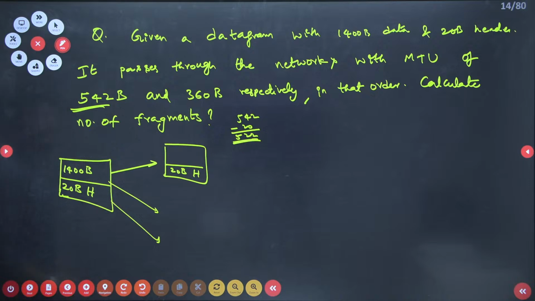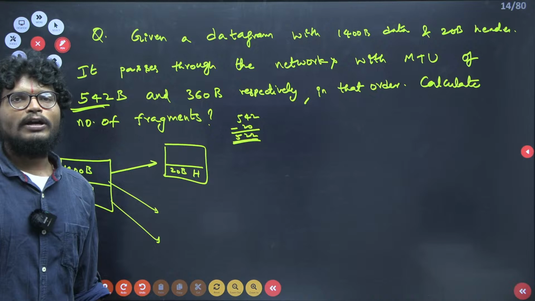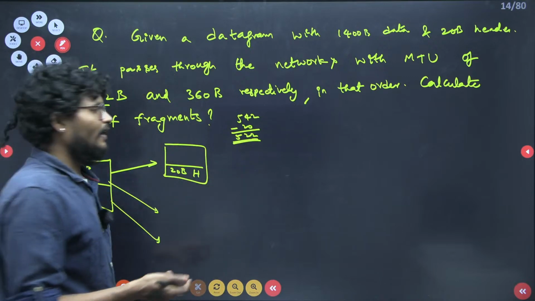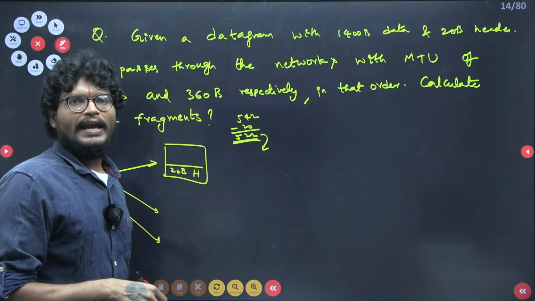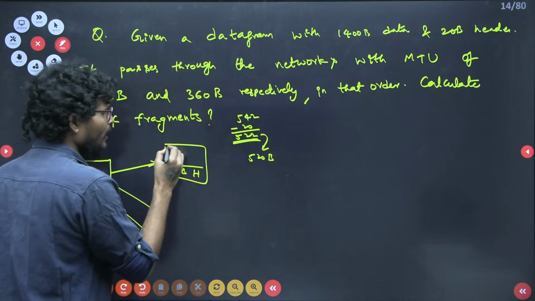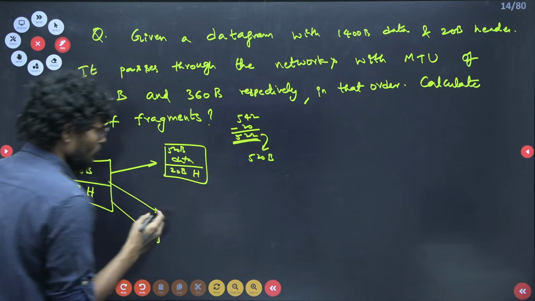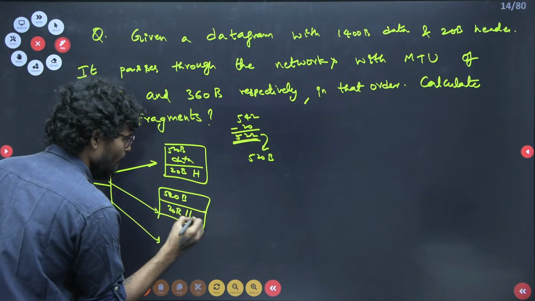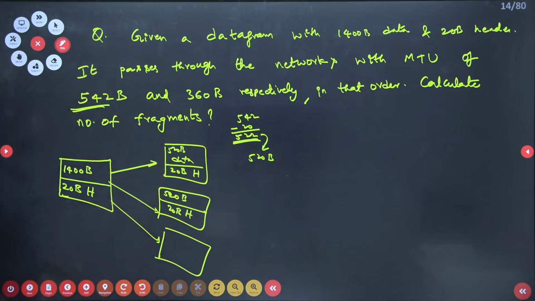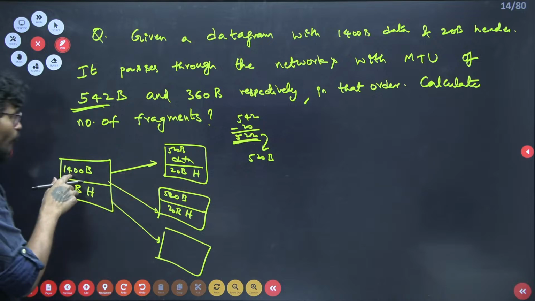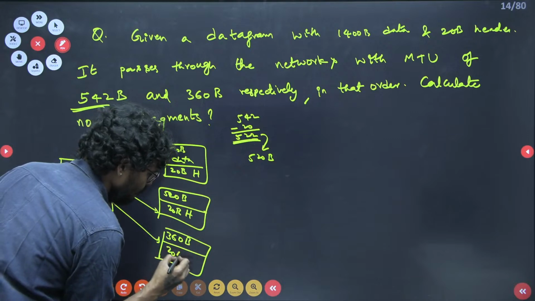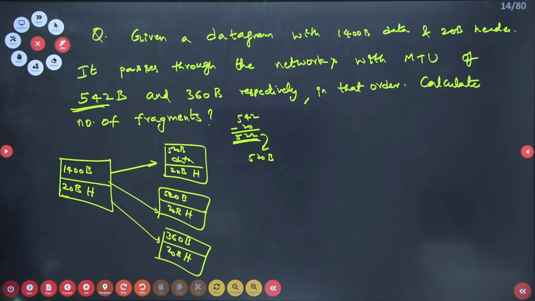But remember here, we need to have this number as a multiple of 8 because we have to store the fragmentation offset. Here 522 is not a multiple of 8, so we will go for the next smaller multiple of 8, that is 520 bytes. So we will be having 520 bytes of data here and 520 bytes in the next datagram also. So 1040 bytes of data are already covered here. So we will have 1400 minus 1040, that is 360 bytes of data remaining.